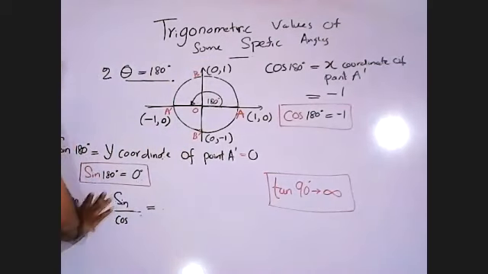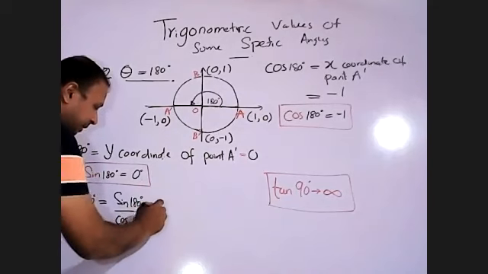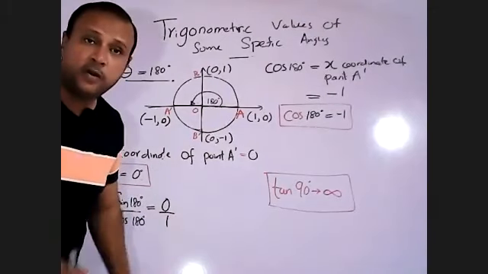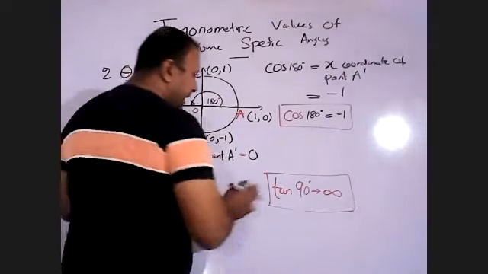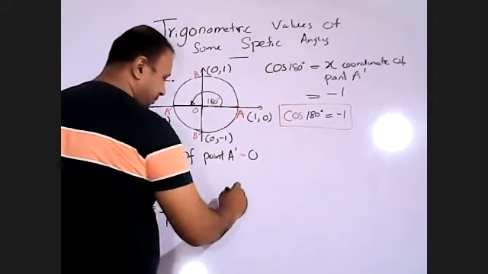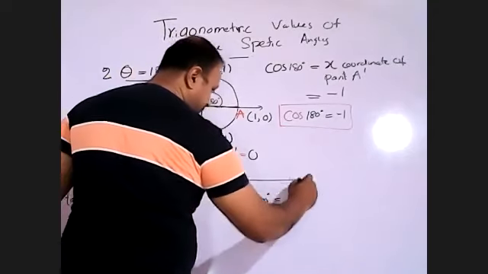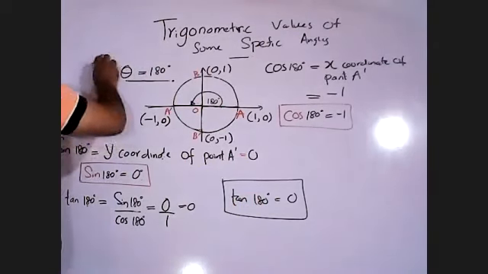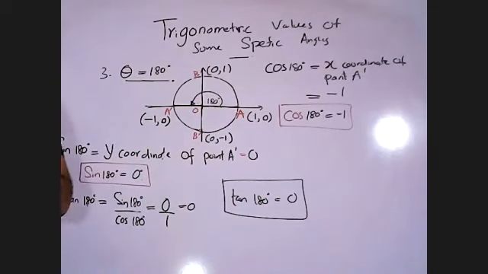Then tan 180. Tan 180 means sin 180 over cos 180. That means 0 over 1. 0 over 1 is always 0. So tan 180 equals 0. This is the third angle, theta equal 180.